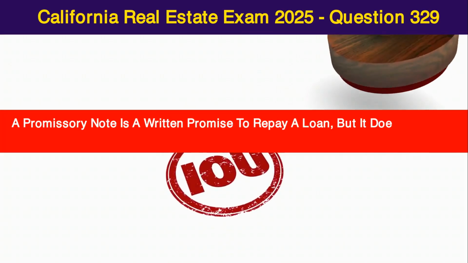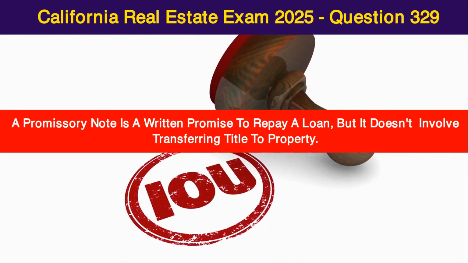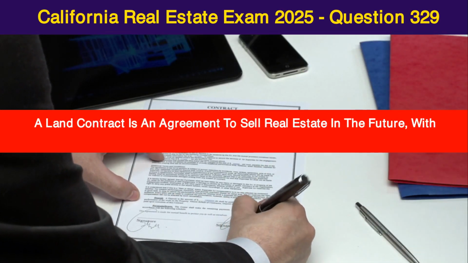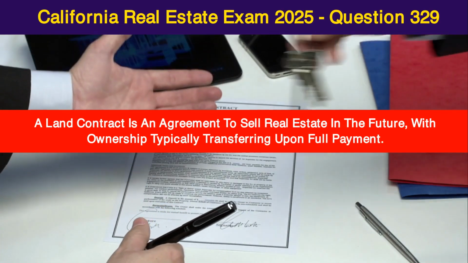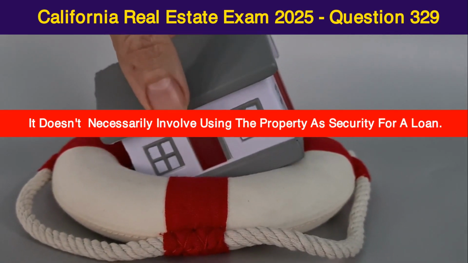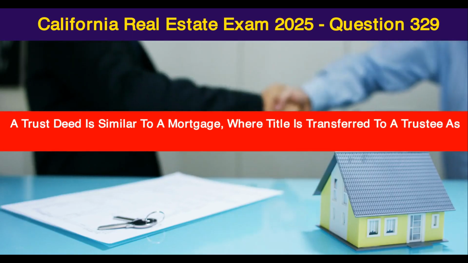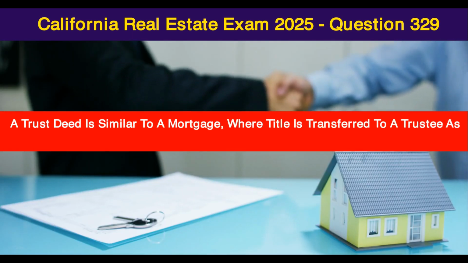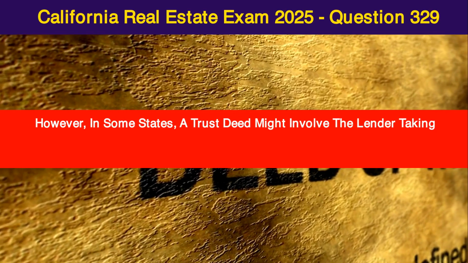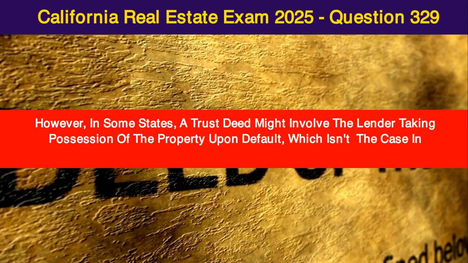A promissory note is a written promise to repay a loan, but it doesn't involve transferring title to property. A land contract is an agreement to sell real estate in the future, with ownership typically transferring upon full payment. It doesn't necessarily involve using the property as security for a loan. A trust deed is similar to a mortgage, where title is transferred to a trustee as security for the loan.